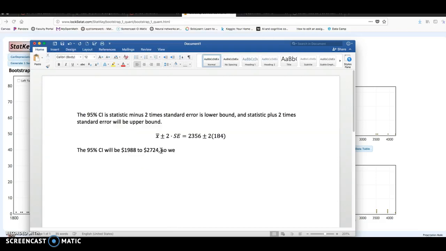So we are 95% confident that cars depreciate on average between $1,988 and $2,724 just from driving off the lot.